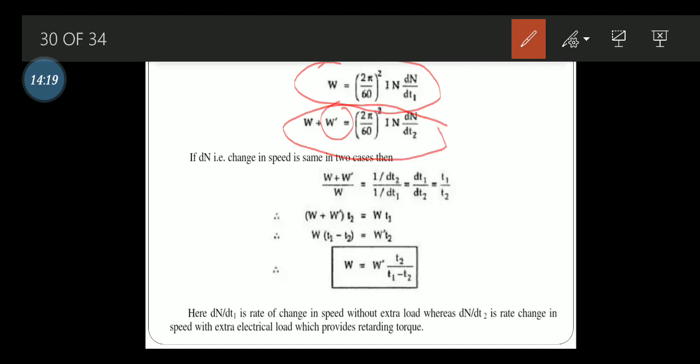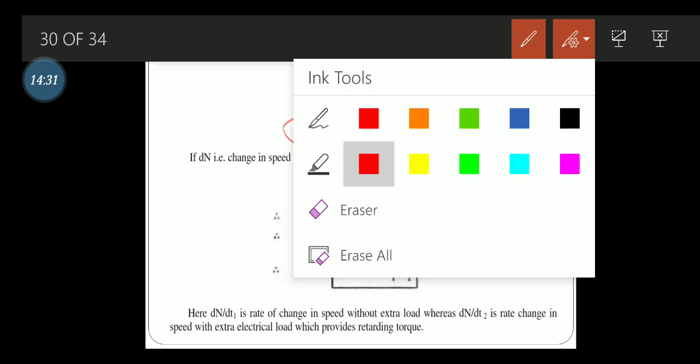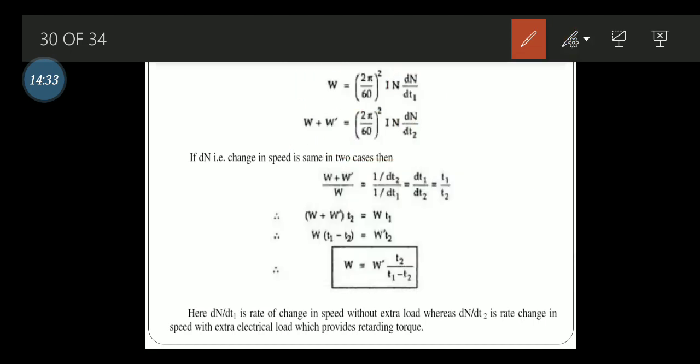Here you can observe two changes in the speed: one is dN/dt1, another one is dN/dt2. Now if you take the ratio (W plus W') divided by W and solve for W, that will give the rotational loss if the flywheel is not added.